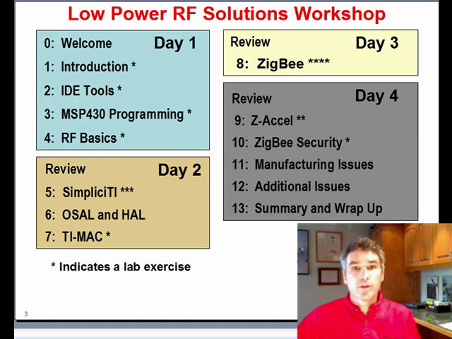On day 2 of the workshop, we'll start off with Simplicity in the morning. Simplicity is the non-802.15.4 protocol of the 4 that we have at Texas Instruments. It works on 2.4 gigahertz radios. It has peer-to-peer and star-type topologies. We'll deal with all the different ways to set the network up.